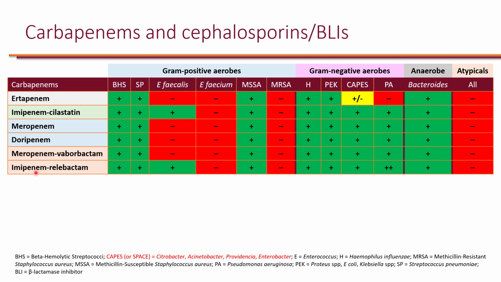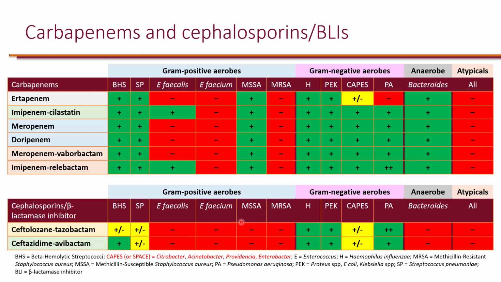And in the case of imipenem, because imipenem alone is not stable to AmpC, if there happens to be an organism such as Pseudomonas that makes AmpC, then relebactam can block AmpC so that imipenem will continue to have activity. So when you compare meropenem vaborbactam and imipenem relebactam, the role of imipenem relebactam would be that extra activity against Pseudomonas. Otherwise, they both have good activity against carbapenem resistant Enterobacterales.